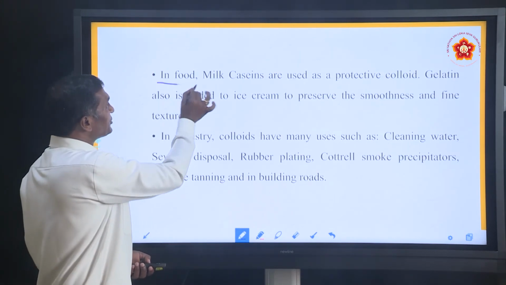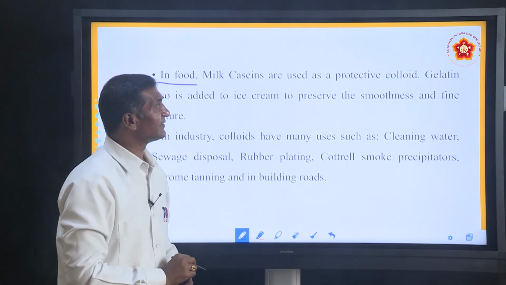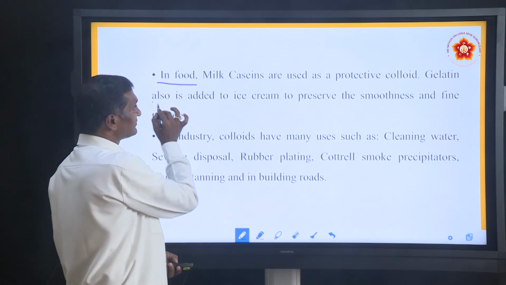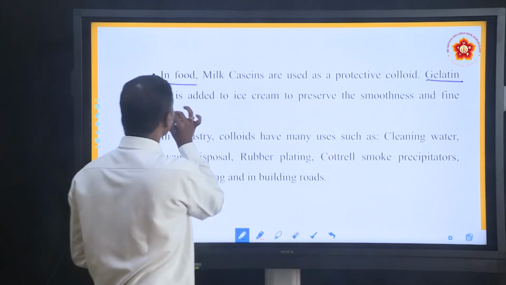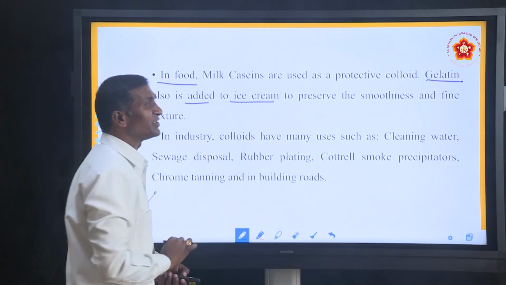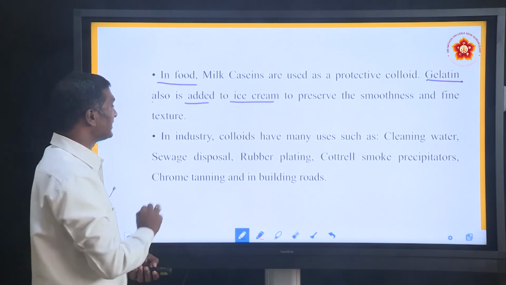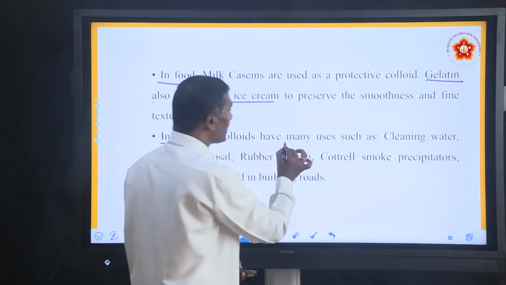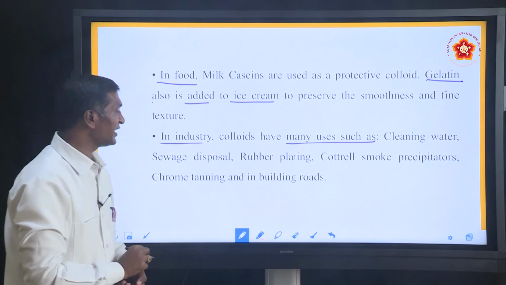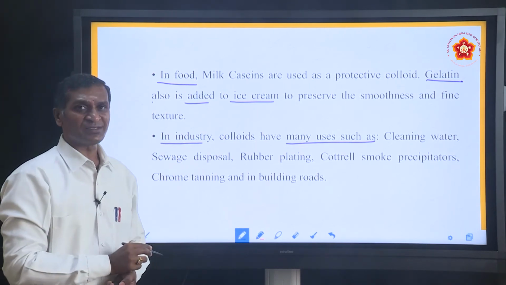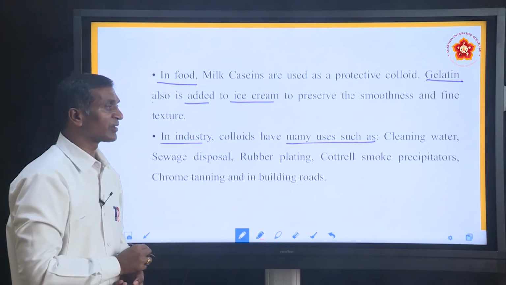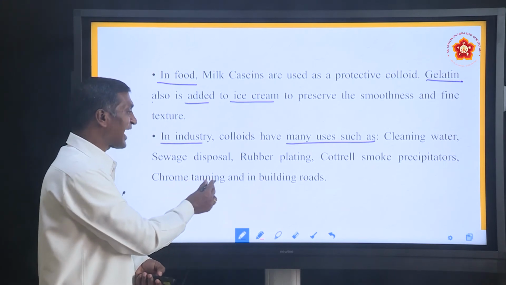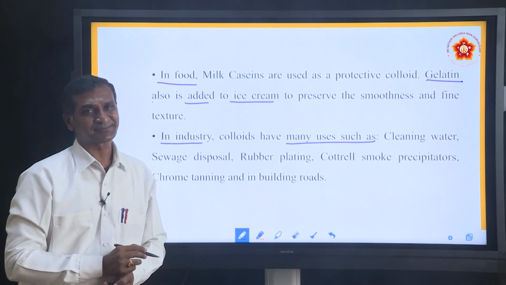In food, milk casein is used as a protective colloid. Gelatin is added to ice cream to preserve its smoothness and fine texture. In industries, colloids have many uses such as cleaning water, sewage disposal, rubber plating, controlling smoke with precipitators, chrome tanning, and building roads.